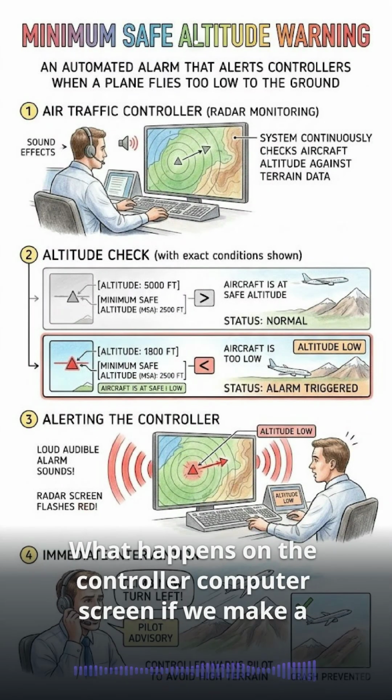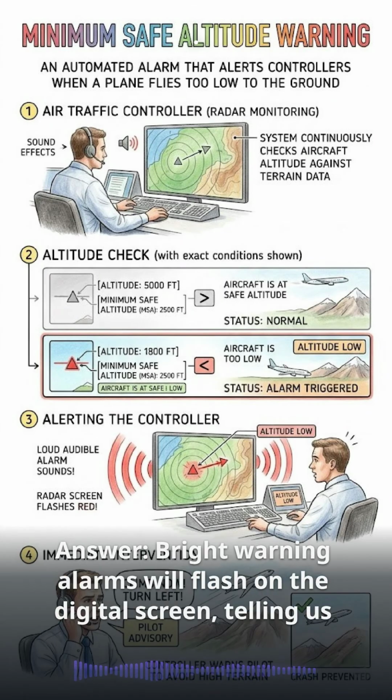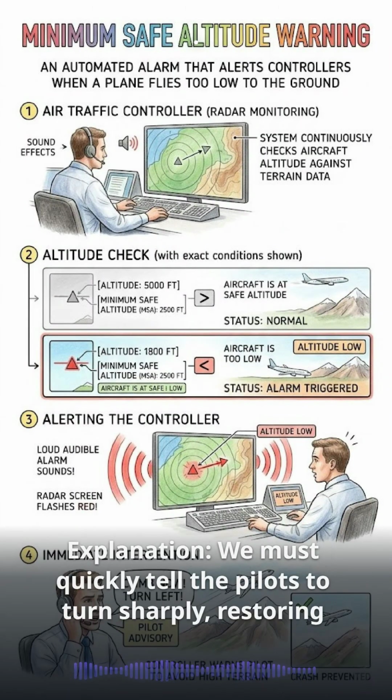89. What happens on the controller computer screen if we make a mistake with the airplane distance? Bright warning alarms will flash on the digital screen, telling us that planes are too close. We must quickly tell the pilots to turn sharply, restoring the safe space between them immediately.